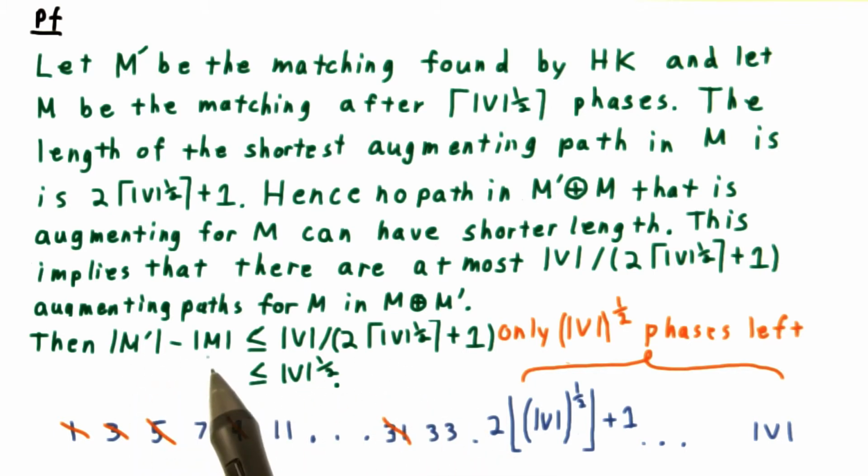Hence, M will only be augmented square root of v more times, meaning that there can't be more than the square root of v more phases. We have square root of v phases to make all the augmenting paths long enough so that there can be only square root of v possible more augmentations. And that completes the theorem.